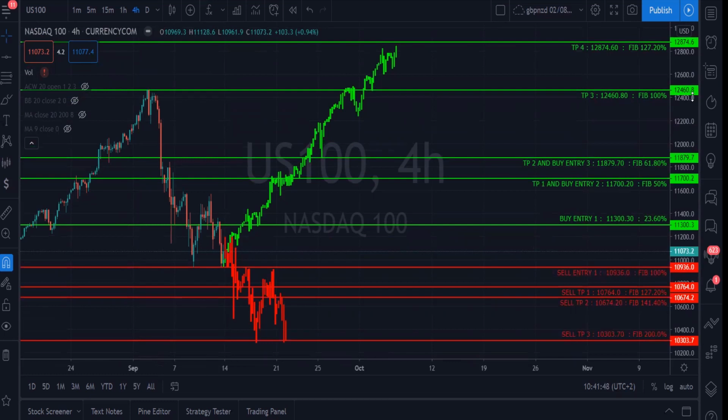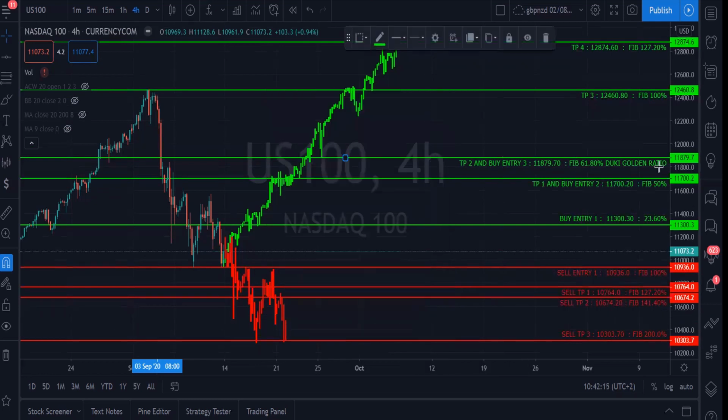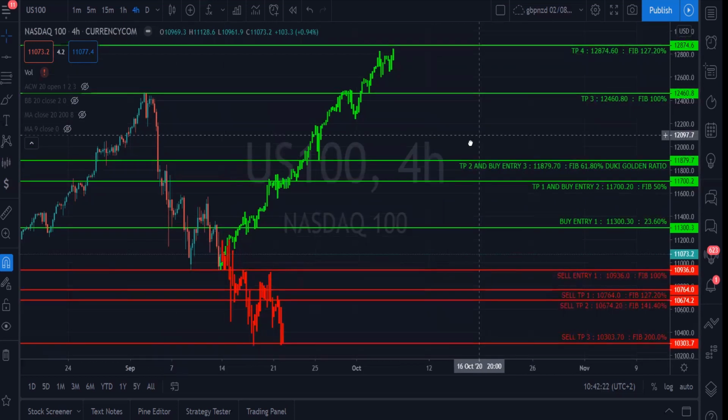Okay. So Fibonacci, Leonardo Fibonacci created this tool, and we've used it a lot. In fact, this tool here, which is 61.8%, I call it Dookie's golden ratio. The reason why I call it Dookie's golden ratio is because it never lets me down. This tool never lets me down. You with me? Okay.